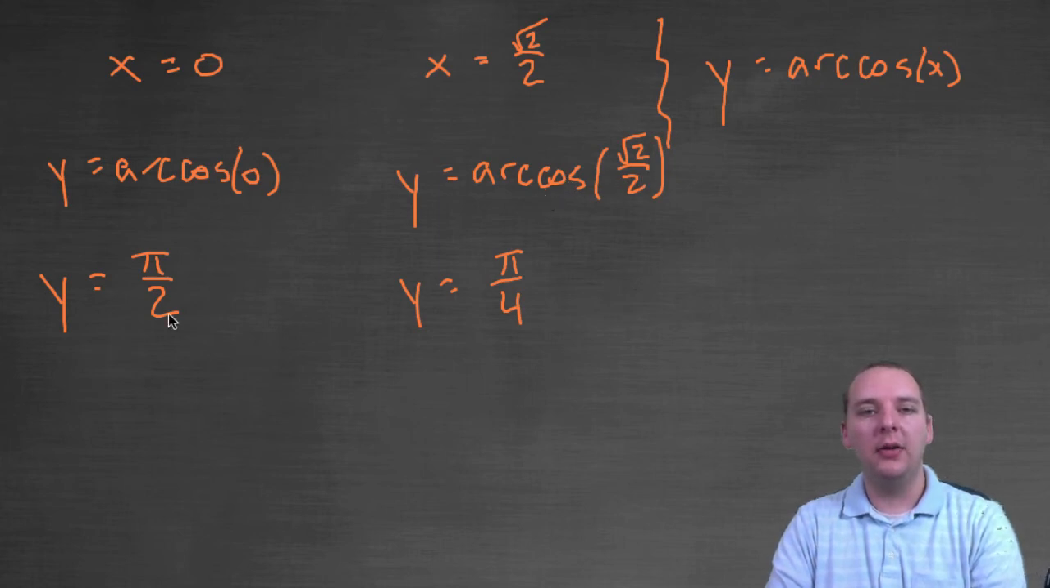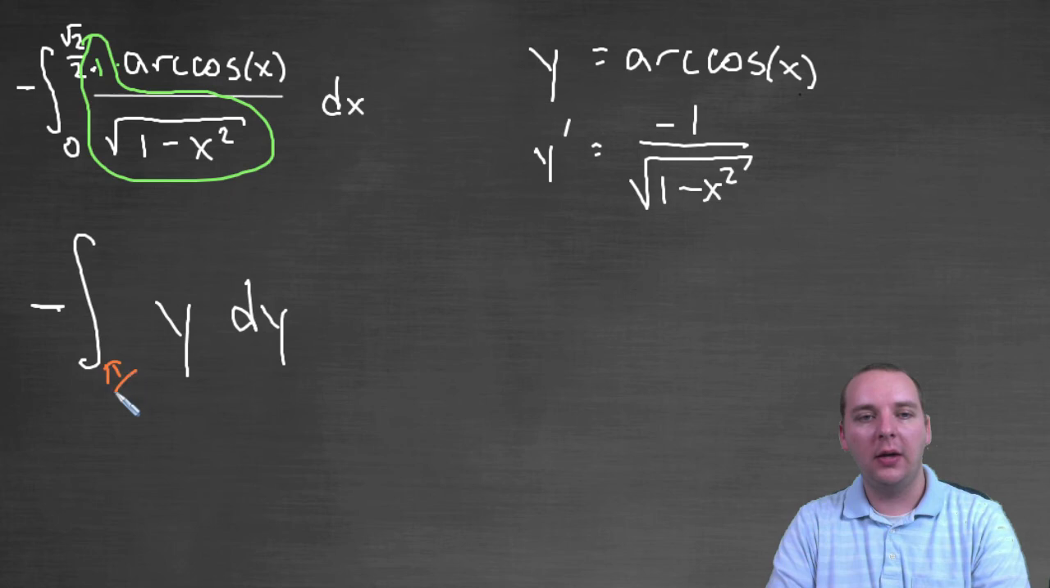So we have these two values, and these are the equivalent limits that we have instead of x. These are the limits for y. So we're going from pi over 2 to pi over 4. Okay, let's do the integration.